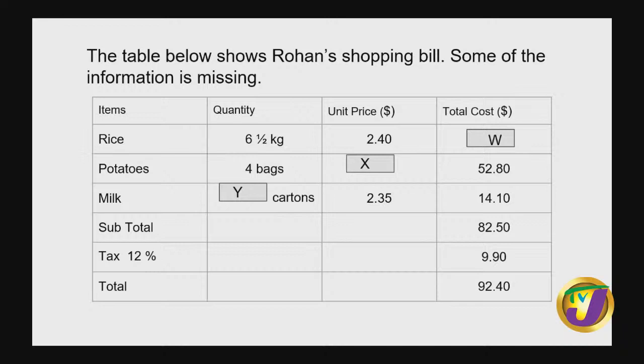So we can multiply the quantity by the unit price. Right, we can do the repeated addition, yes. But we can go ahead then to do our 6.5 multiplied by our $2.40. Much better. All right.